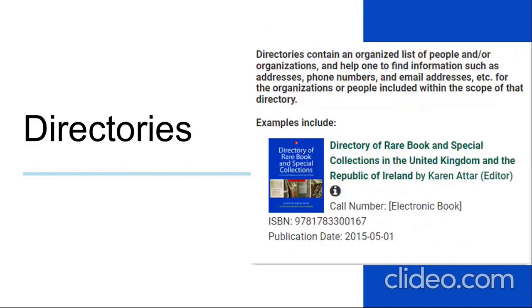Next, the directories. Directories contain an organized list of people or organizations and help one to find information, for example, addresses, phone numbers, email addresses, for the organizations and the people which are included within the scope of that directory. So in this way, the directories also give us some minute information like the phone number, address, email address, so that we can easily get the information.